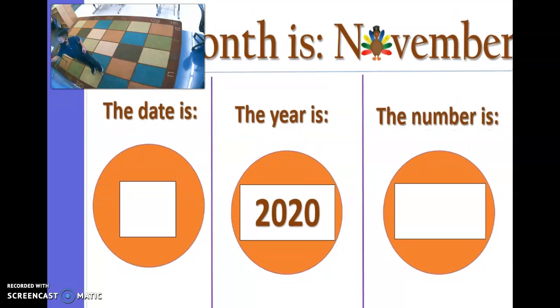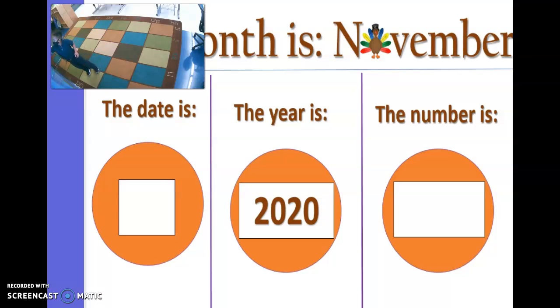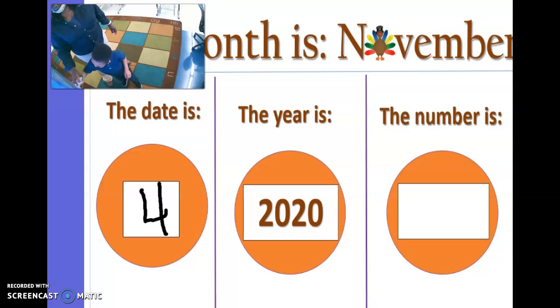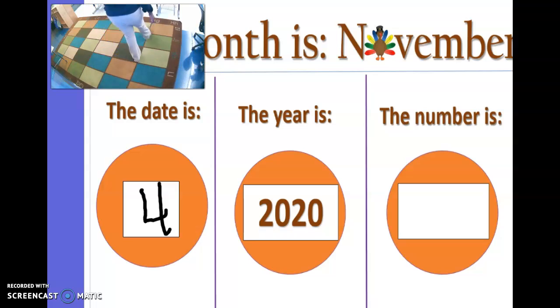All right, let's go next. Today is the 4th. Can we make a 4? Go make a 4 on your folder. Can you circle the 4? Circle the 4. Kennedy, circle the 4. Van, circle the 4.